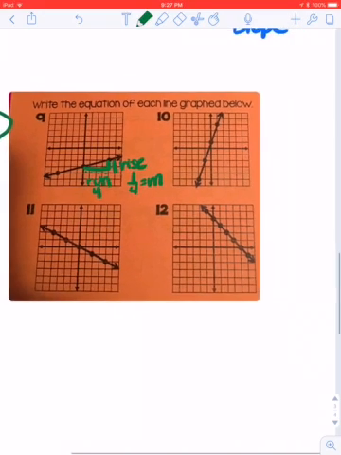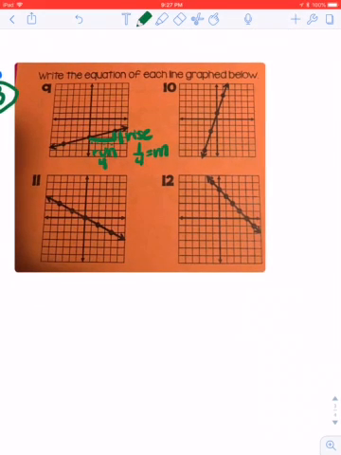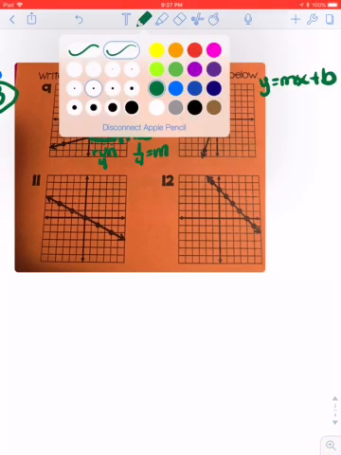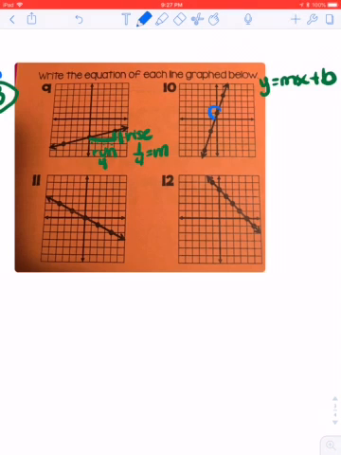Okay, now if I go to 10, I'm going to start out the same way. I know I've got to fill in this equation. I can tell right here where it hits the y-axis, that's at +1, so it's going to be +1. Remember, if it's +1, it's +1. If it's -1, I'm going to write -1. Now, I'm going to take 2 points. I don't care which of the two that I choose. They just have to be ones that come out exactly on the line.